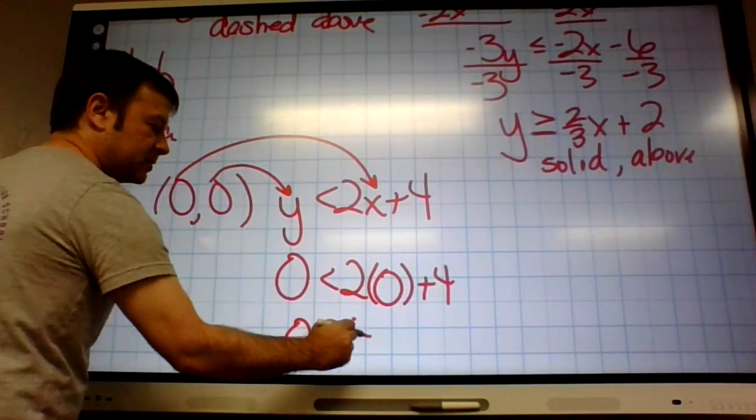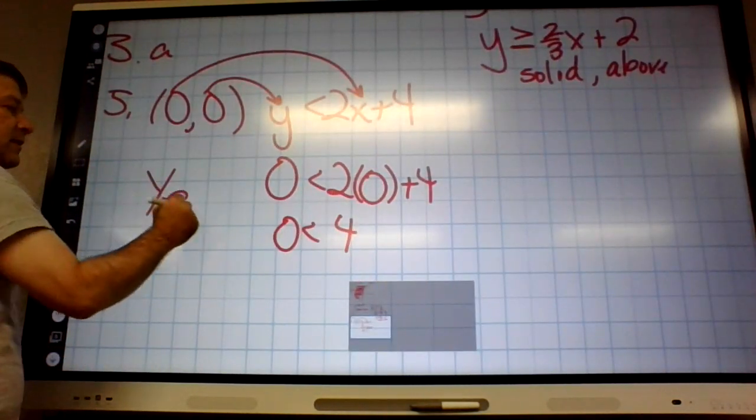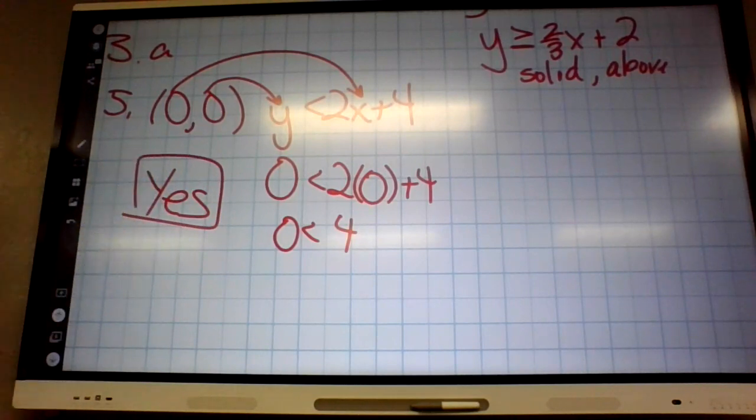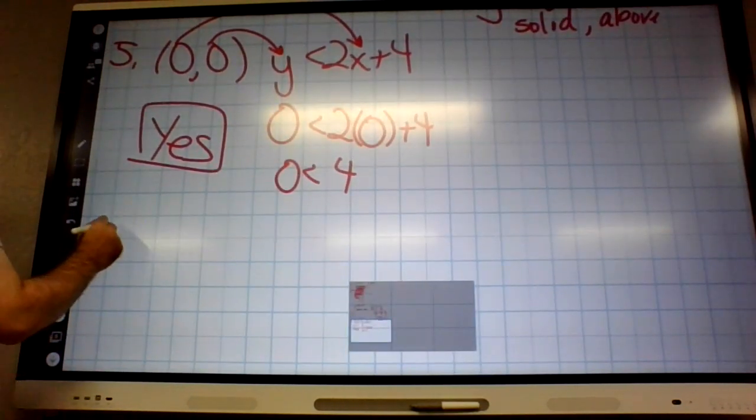2 times 0 plus 4 is 4. Is that true or false? True. So number 5 is yes, because 0, 0 is a solution to the equation. It should be in the shaded region if we graphed it.